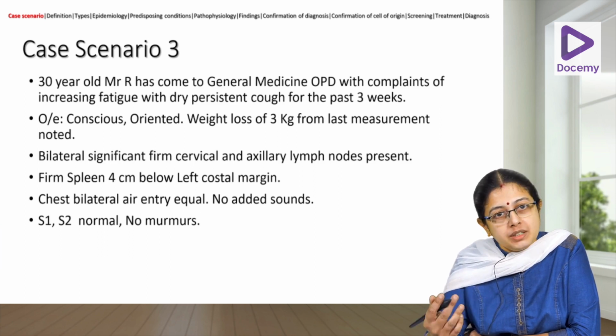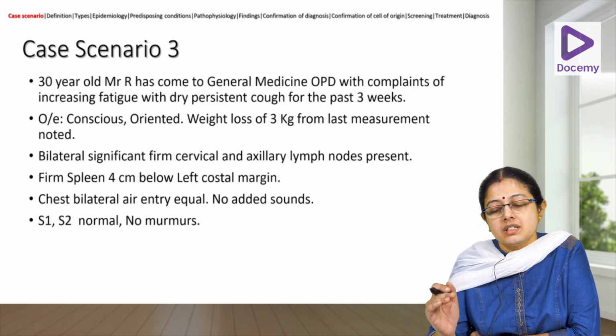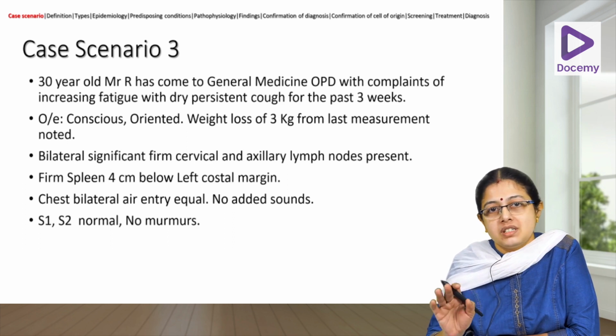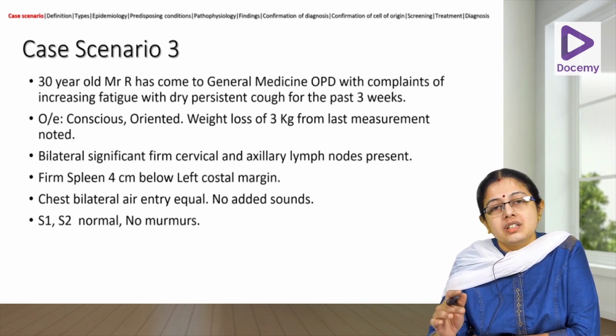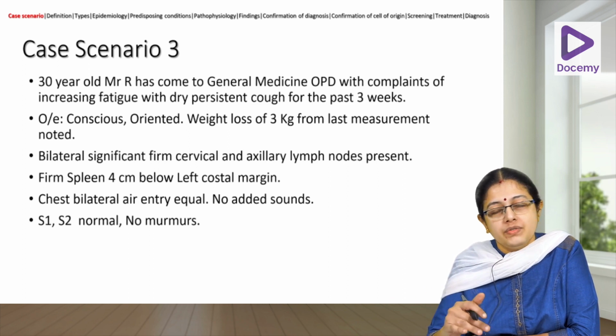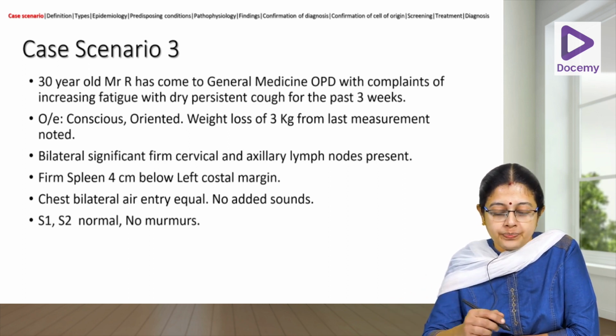Now, this is a third person who has come to you with increasing fatigue with dry, persistent cough for the last 3 weeks. The history is that the patient was completely normal 3 weeks back, and now he is having increasing fatigue and persistent dry cough. When you look at him, he is conscious, oriented. He has had a weight loss of 3 kg noticed from the last measurement, and he doesn't know whether it has happened over the last 3 weeks or was it present even before.